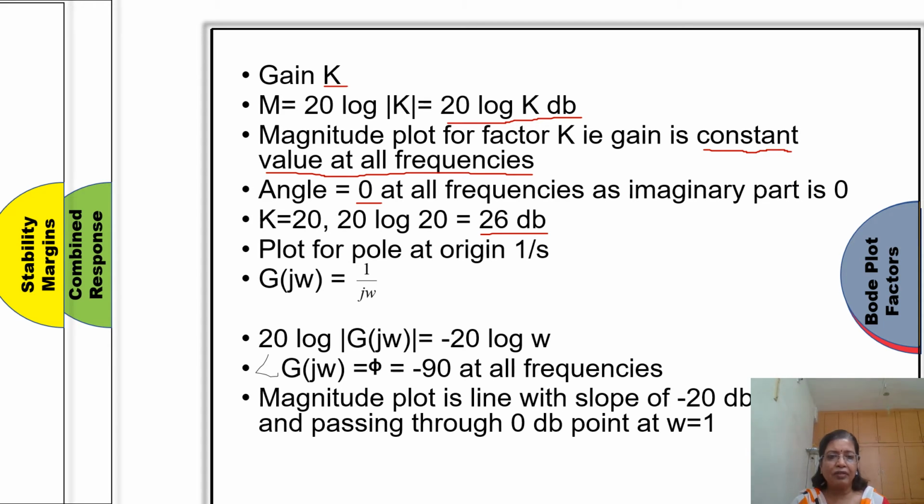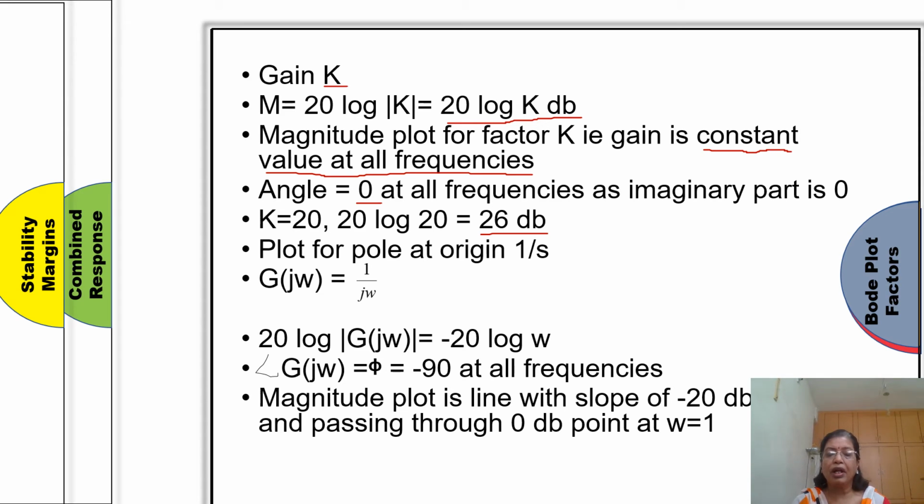Now the next factor we will see is a pole at origin, that is of the type 1 upon s. If you replace s by jω, it is given by 1 upon jω. Now if I take 20 log of the magnitude of 1 upon jω, the magnitude is the square root of ω squared plus 0, so it will be ω, but because it goes in the denominator, it will be negative. So minus 20 log of ω. Now what will be the angle?